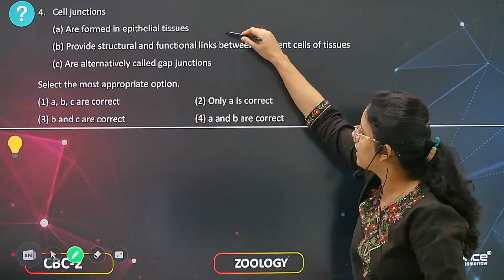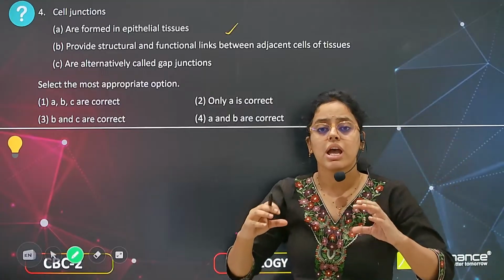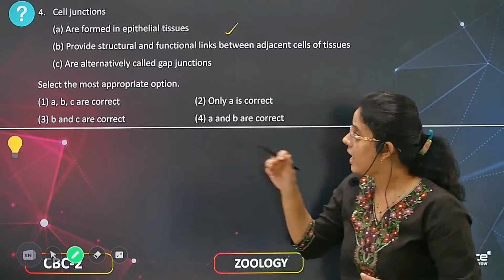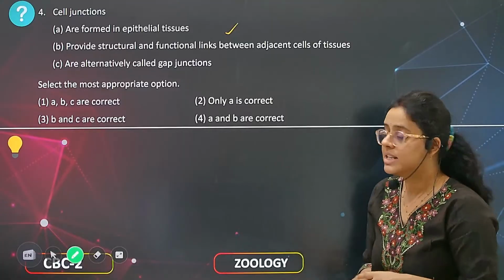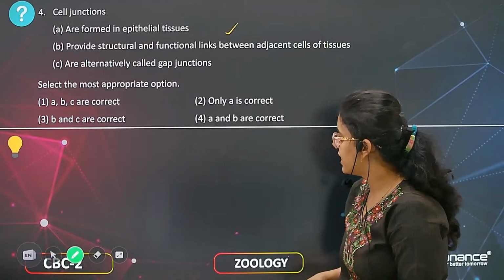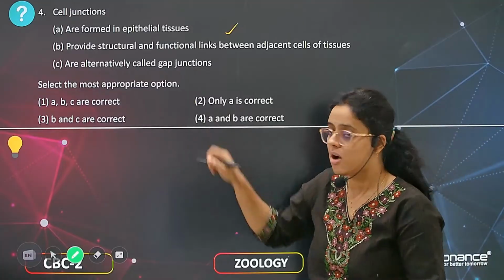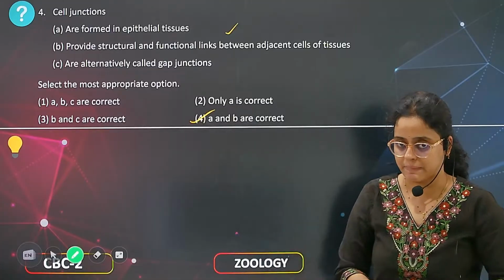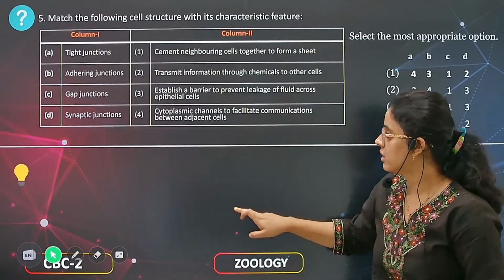Now coming to provide structural and functional links between cells. Why is it structural? They are acting as a cement layer which prevents leakage, right? And functional links, why? Because exchange of material happens because of these cell junctions, right? Now coming to alternate to gap junction, this is not a correct statement. So A and B are correct, but C is incorrect. Here the appropriate option means they are asking for the correct answer. So the answer is going to be A and B. Okay, now let us move to the next question.